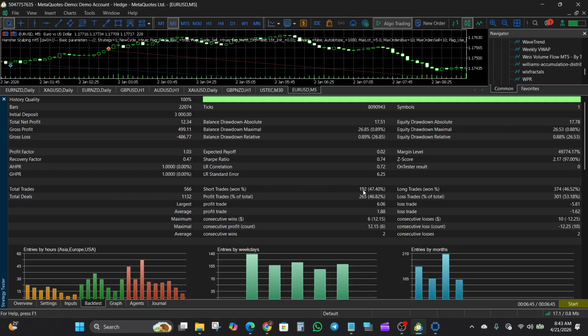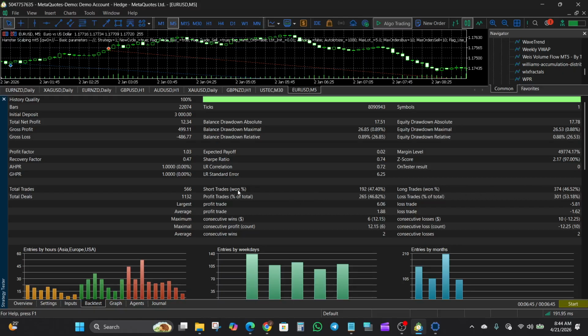Short trades were 192, which is quite lower compared to the number of long trades we have at 374. Now, the percentage of short trades won were just 47.4%. Percentage of long trades 46.52%. So this tells me that we have an average win rate of about 47%, right, for both the short trades and the long trades.